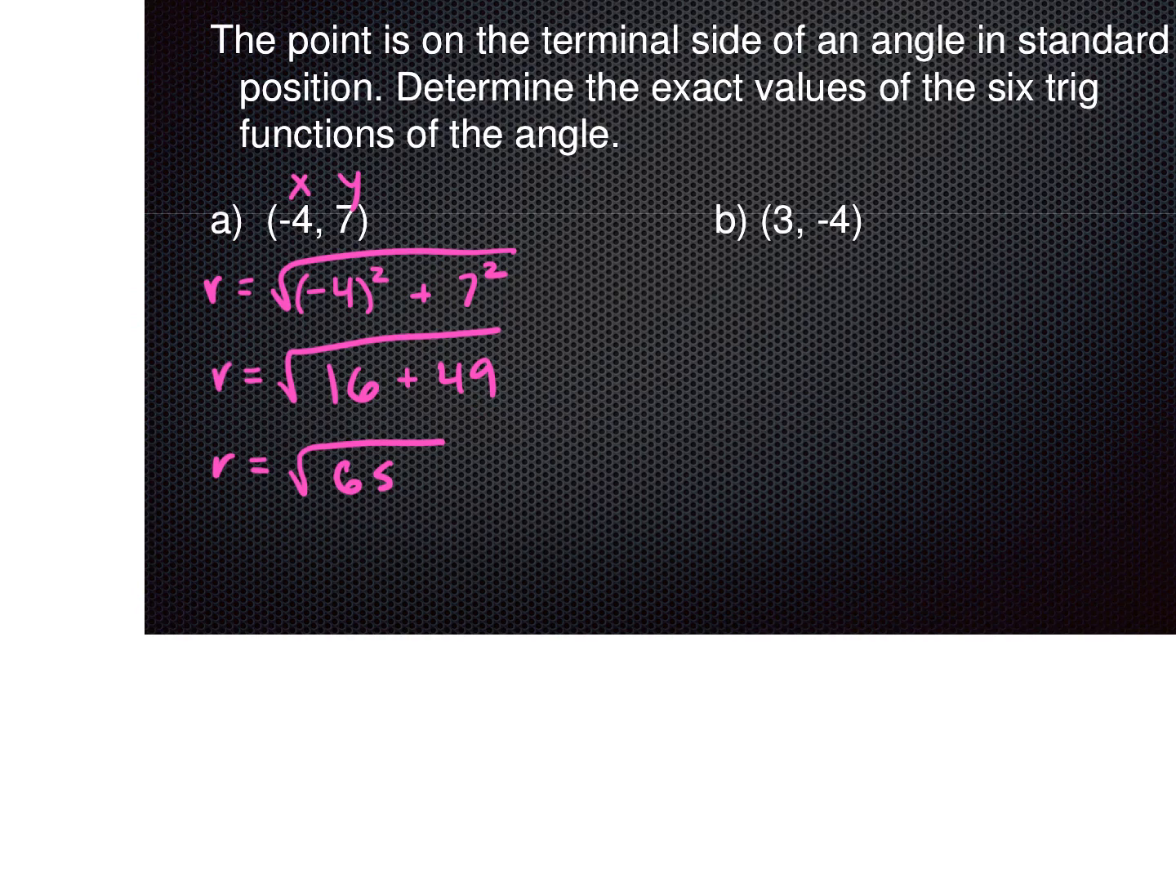So let's find our trig functions. So sine of theta is what over what? Y over r. So 7 over square root 65. Can I leave this as my answer? No. What do I have to do? Rationalize. So multiply the top and the bottom by square root 65. So this is 7 square root 65 over 65.